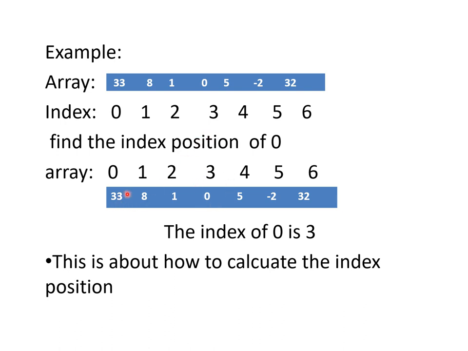See that 33's index is 0, 8's index is 1, 1's index is 2 and 0's index is 3. 5's index is 4, -2's index is 5, 32's index is 6. The index of 0 is 3. This is how to calculate the index position of an array.